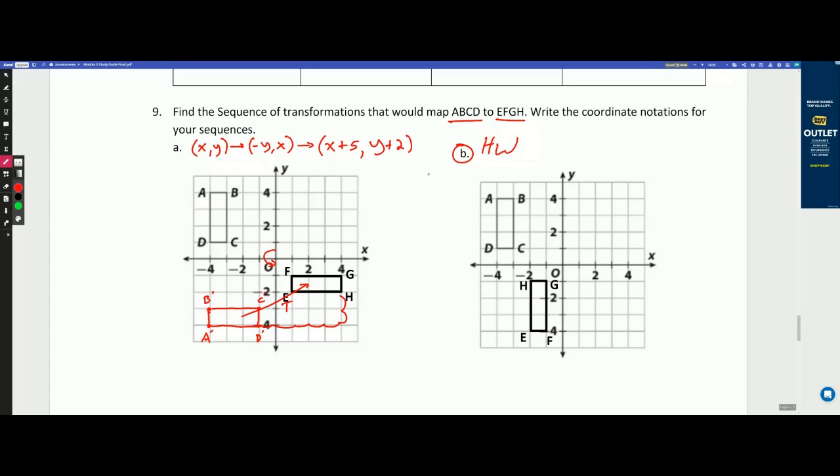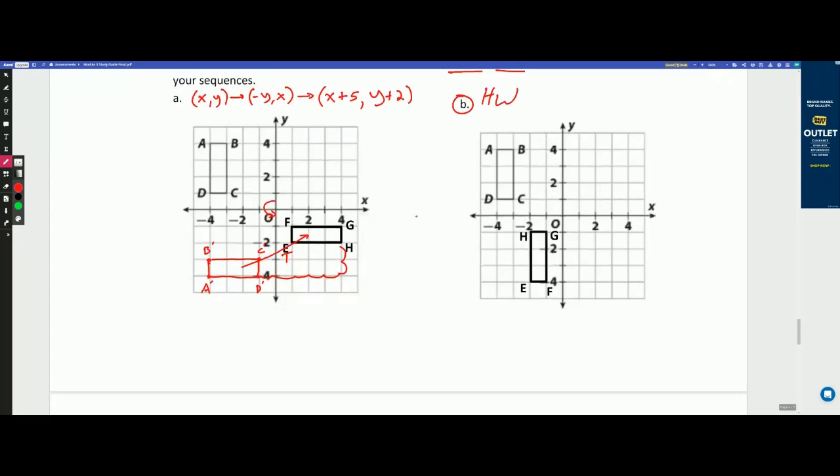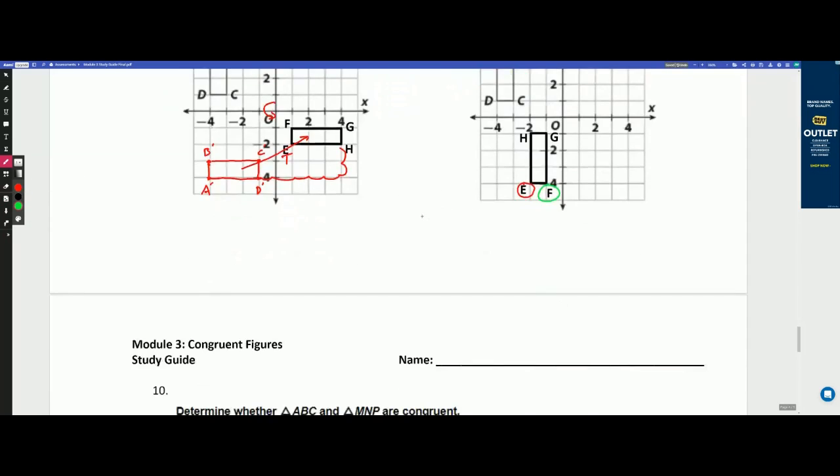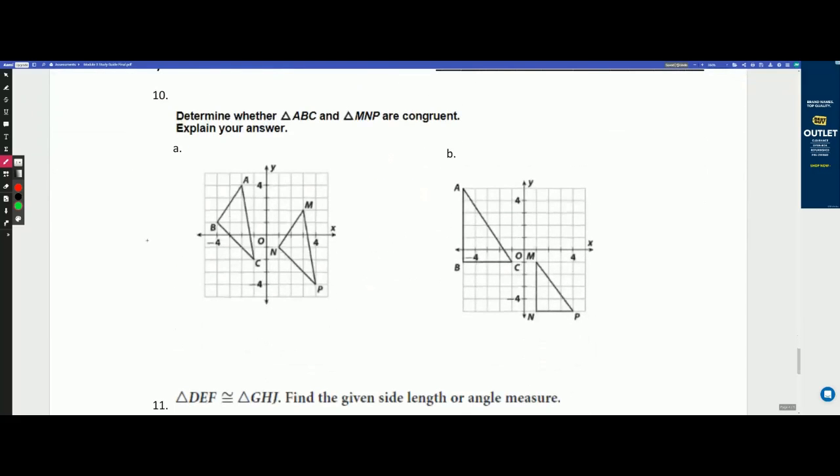See if you could do rotations, reflections, even just a whole bunch of translations. Again, sequences, there's so many different ways you can get there. Just got to figure out how it matches up. Now, I just want you to know that A, try to map it onto E, and then B, try to match it onto F. So just be aware of the corners, the vertices.